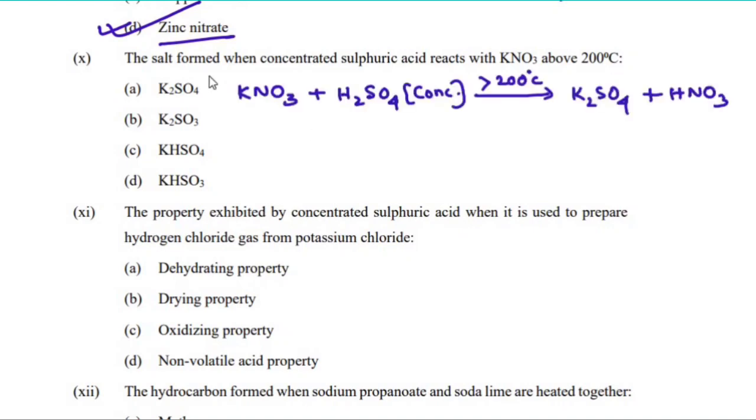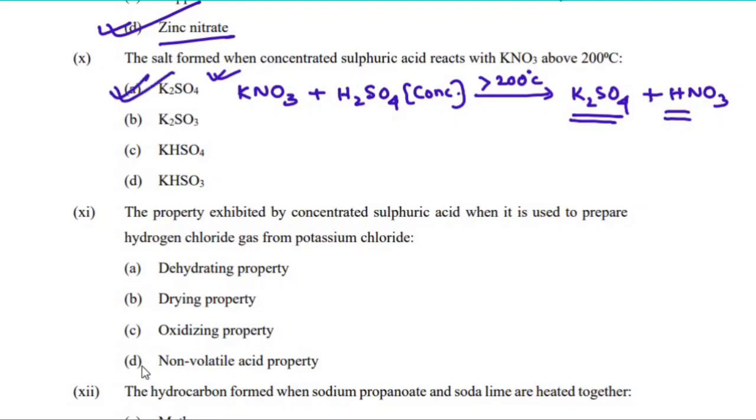According to this equation, KNO3 reacts with concentrated H2SO4 above 200 degrees Celsius to form K2SO4 and HNO3. According to this equation, the answer should be K2SO4.